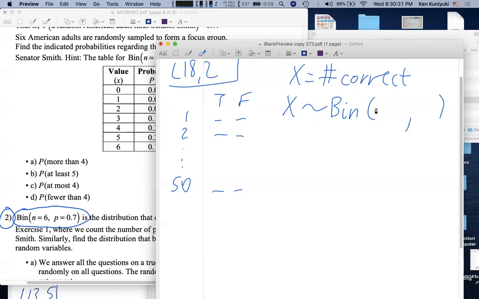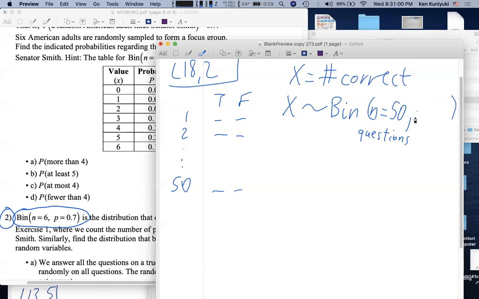So it's a binomial distribution with what two parameters? N equals what? How many independent trials do we have here? You're guessing randomly. N equals 50, or if you want the unit, 50 questions. That's the total number of trials. And for each trial, you're either going to get it right or wrong. If you get it right, you add 1 to X. If you get it wrong, you do not add anything to X.